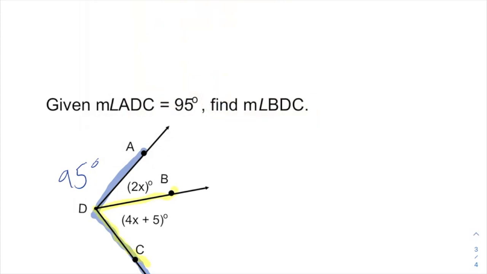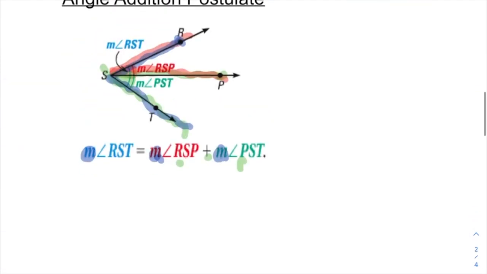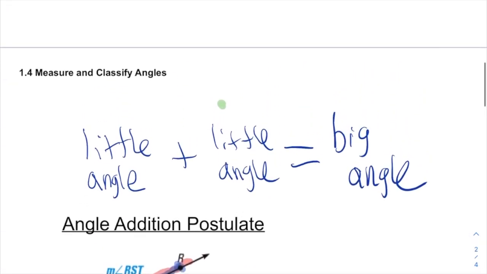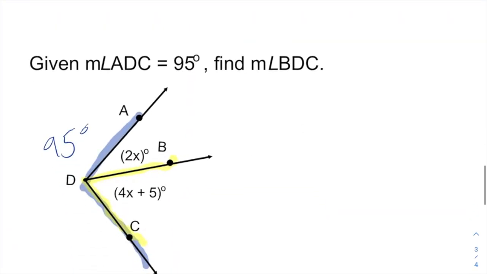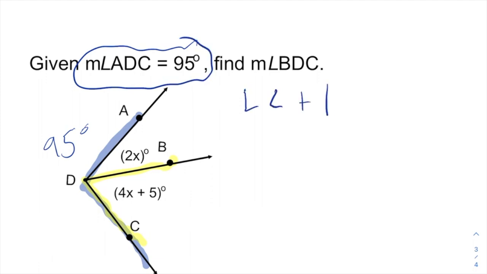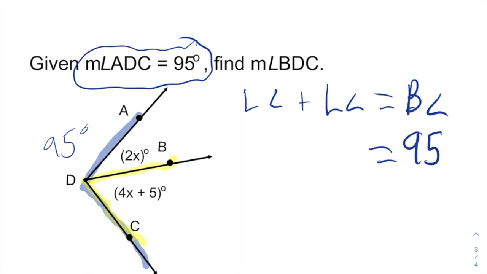So what I'm going to do is take my formula. Again, this is our generic formula: little plus little equals big. And this is review, very similar to the segment addition postulate. So what are we given? We are given the largest angle, the big angle. So I'm going to say little angle plus little angle equals big angle. That's going to equal 95 degrees.